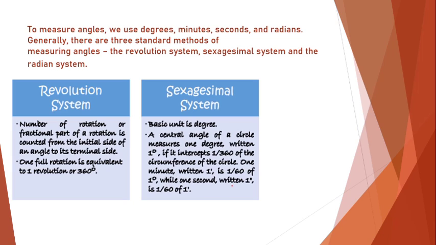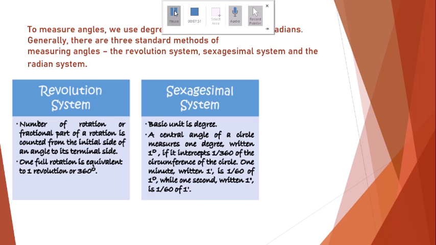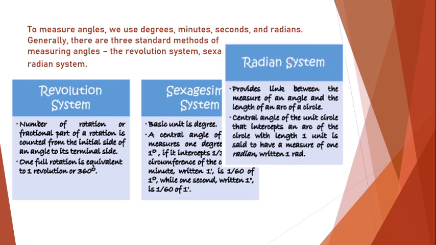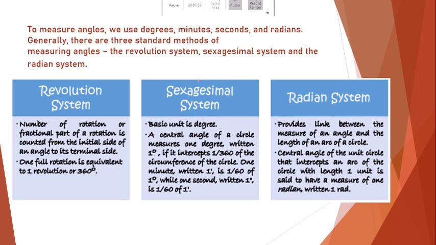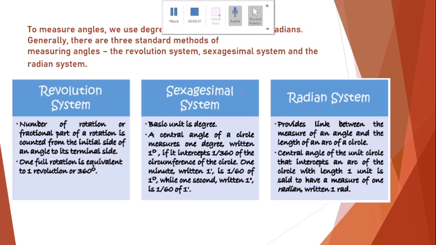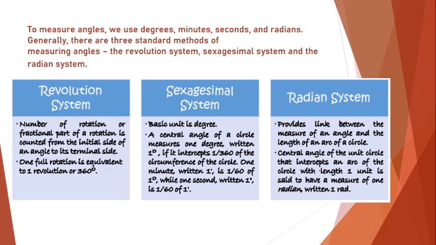While 1 second is written 1 degree, it is 1 over 60 of 1 minute. Okay, next. So we have the radian system. When we say radian system, it provides a link between the measures of an angle and the length of an arc of a circle. A central angle of the unit circle that intersects an arc of the circle with length 1 unit is said to have a measure of 1 radian. So that is written 1 rad.